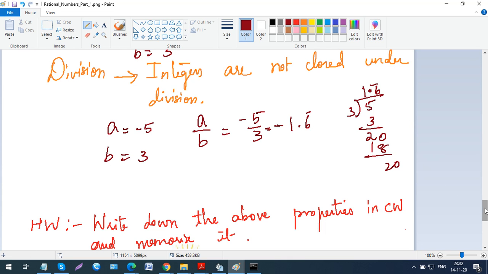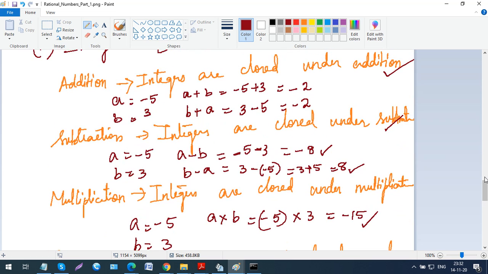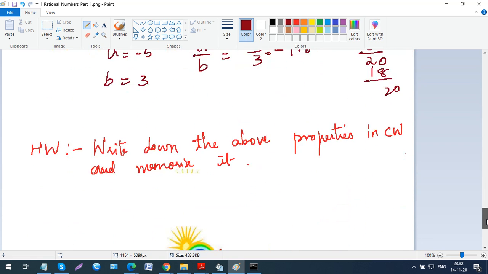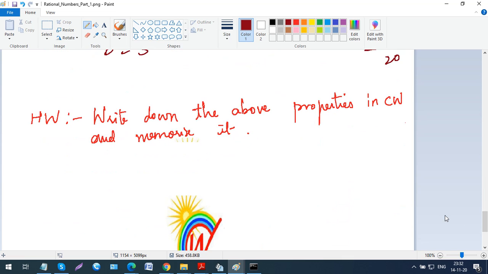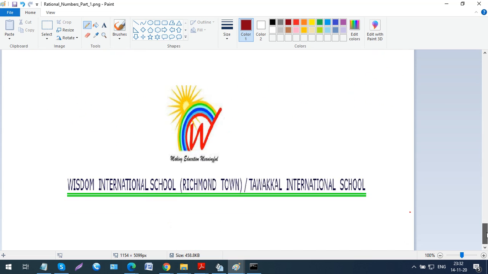So in the case of integers, addition, subtraction and multiplication, all the three work out, but division doesn't work out. Okay, so now I want you to write the above properties in your classwork, understand them well and memorize them.